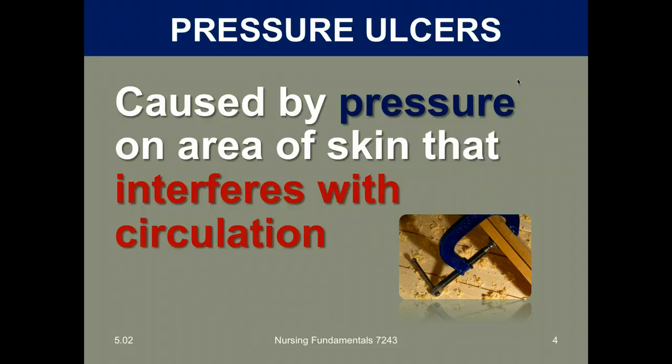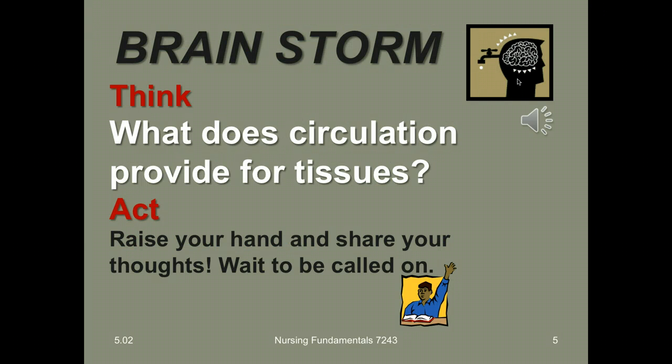For example, when a car rolls across a garden hose hooked up to water, the hose will flatten and the water won't come through it. Therefore, when you put pressure on something, it interferes with the circulation. So what does circulation provide for the tissues?